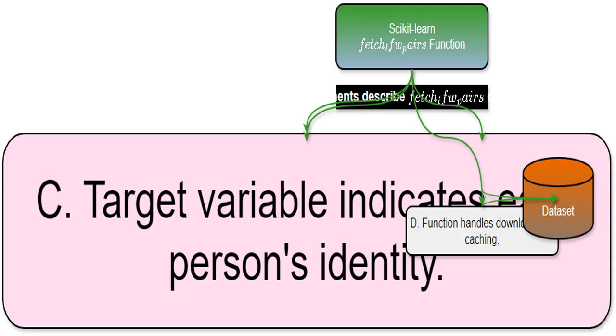fetch_lfw_pairs function downloads. It doesn't just contain single images, instead, it provides pairs of face images. Each pair shows either two pictures of the same person or two pictures of different people. That's the core idea. I'll look more into the specific details.